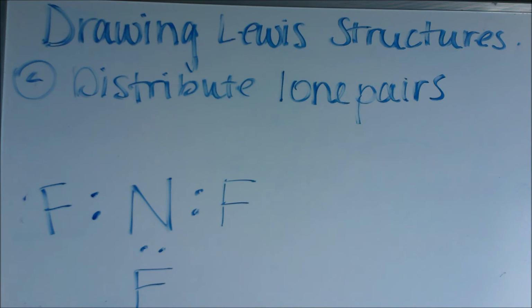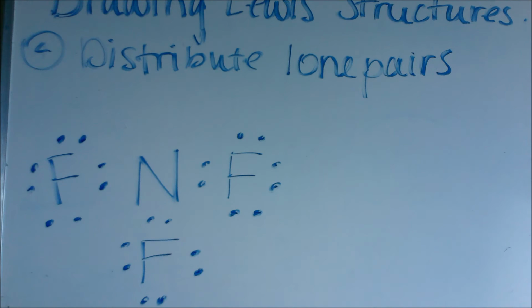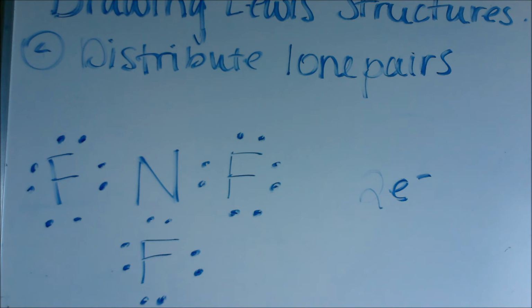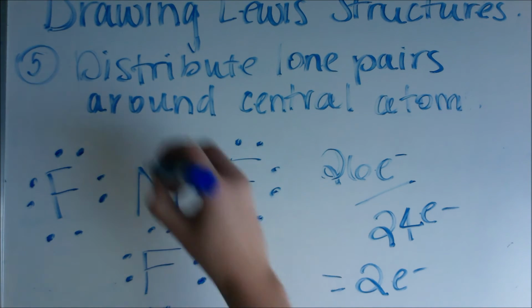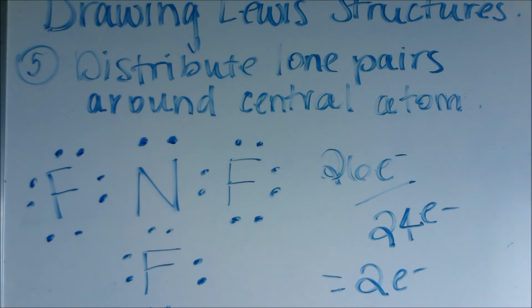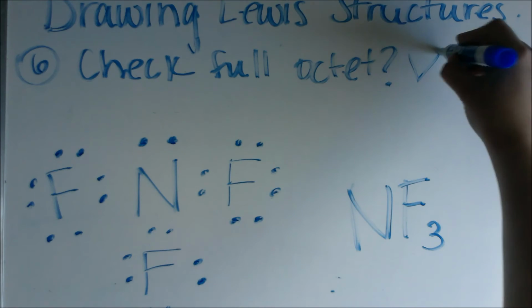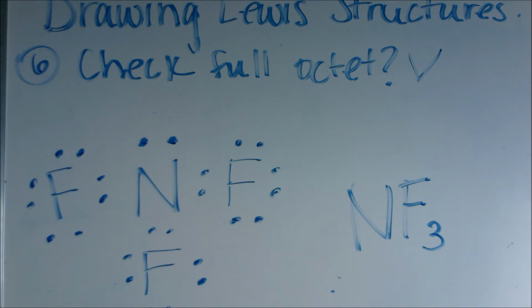Step 4 is to distribute the remaining lone pairs on the surrounding atoms. Okay, so now we've used up 24 of our 26 electrons, so we have 2 more electrons to distribute in the next step. 2 electrons left, so we can put them right here on top of our central atom, nitrogen. So we have a full octet on the central atom.